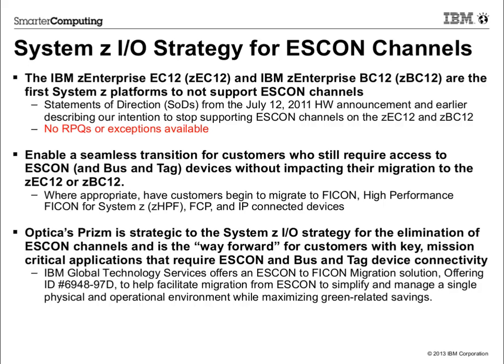And as Sean had mentioned, Prism and Optica are extremely strategic to our System Z I/O strategy for the elimination of these ESCON channels and are definitely the way forward for our customers that still require ESCON and bus and tag connectivity. And for those unaware, for the last 4 years or so, we have had a GTS solution available that you see here at the bottom of the slide. That's an ESCON to FICON migration solution where they can help design and deliver the solution to all of our customers. With that, I will turn it back over to Sean.